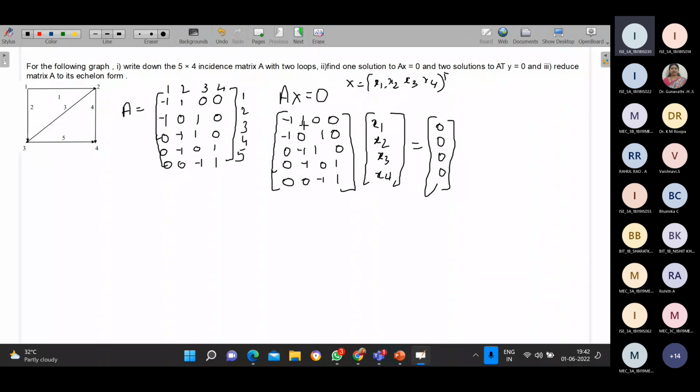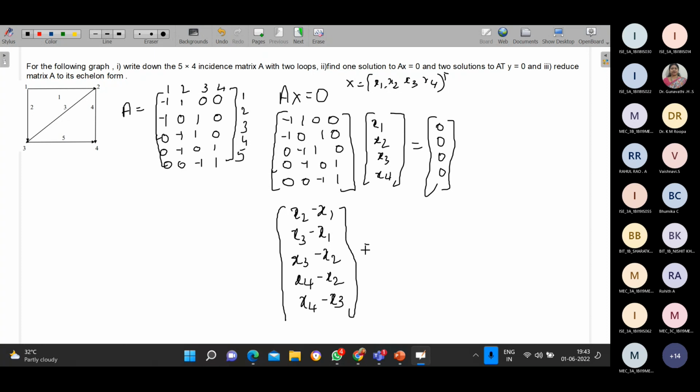So for the first row, minus x1 plus x2, so that we will write as x2 minus x1. Again, for the second row, minus x1, it is 0 here, then plus x3, so that we will write as x3 minus x1. Next, for the third row, minus x2 plus x3, so that is x3 minus x2. For the fourth one, again we have minus x2 plus x4, that is x4 minus x2. For the fifth row, again we have minus x3 plus x4, so it is x4 minus x3. So this will be equal to 0.